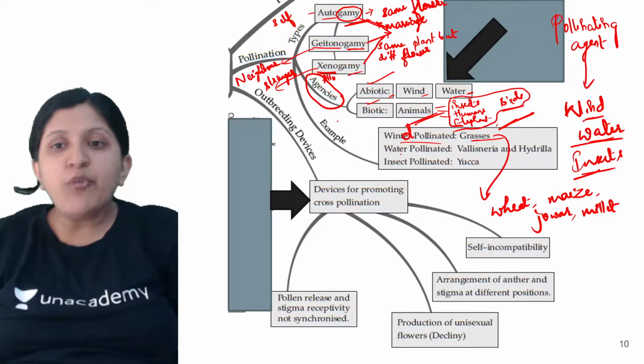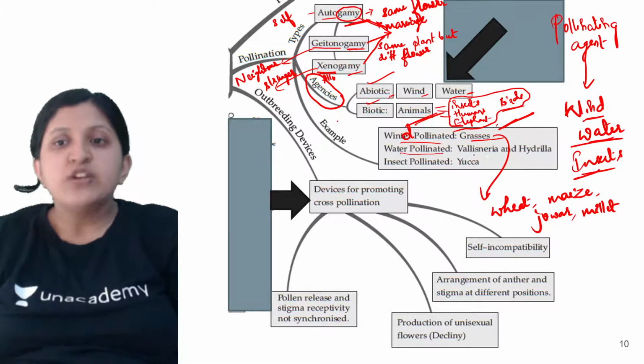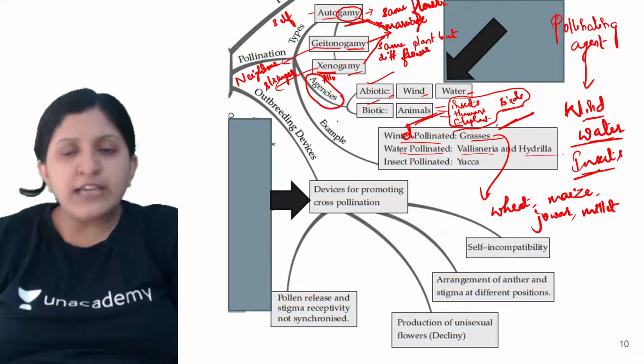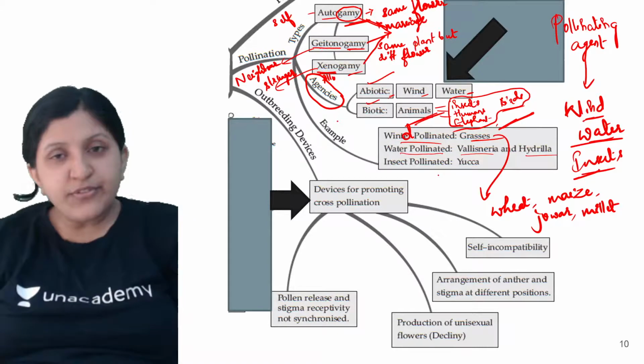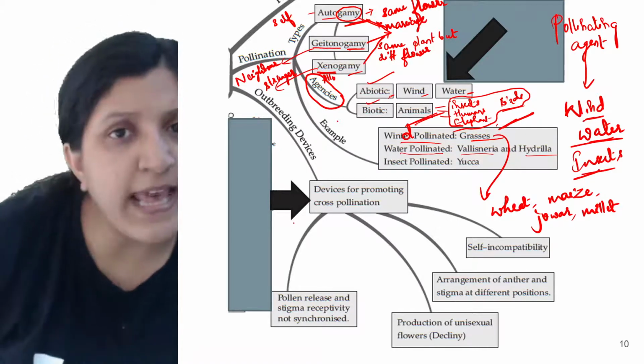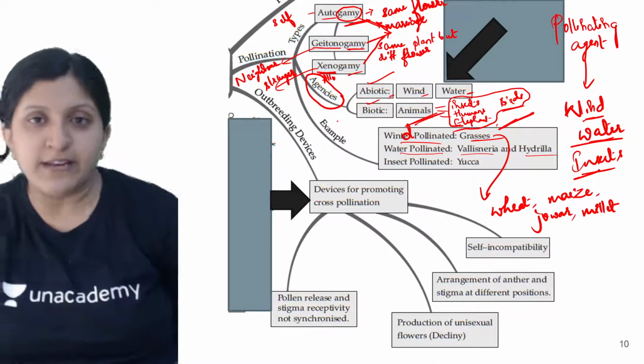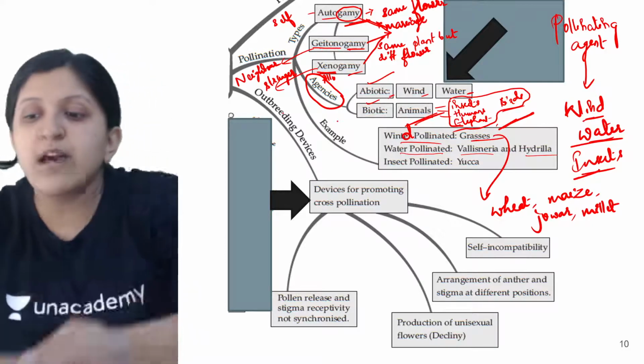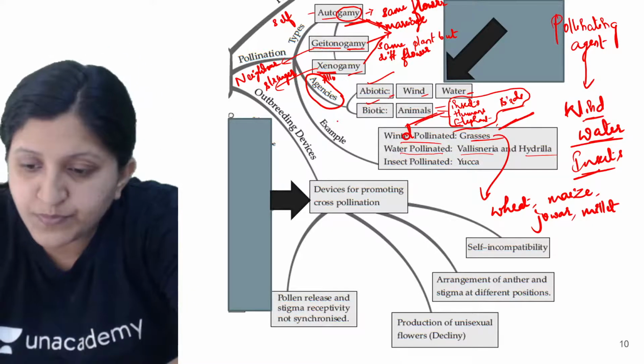Now in case of a water pollinated one, there is Vallisneria, Hydrilla. Okay, so there are different examples that can be taken. So that can be with respect to aquatic plants. So aquatic plants can transfer their pollen grain.